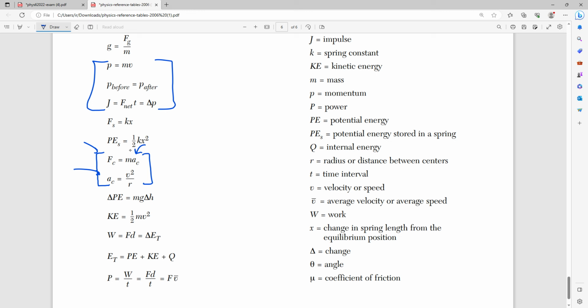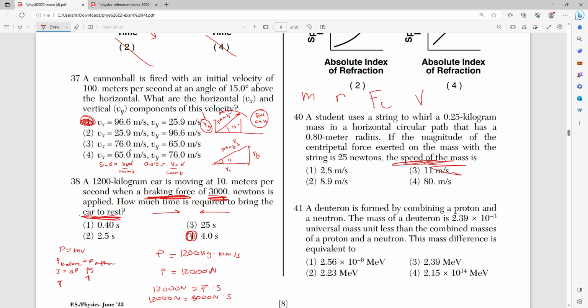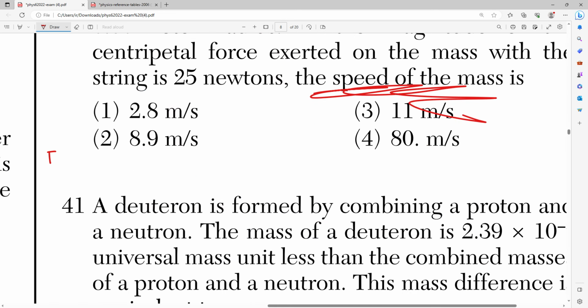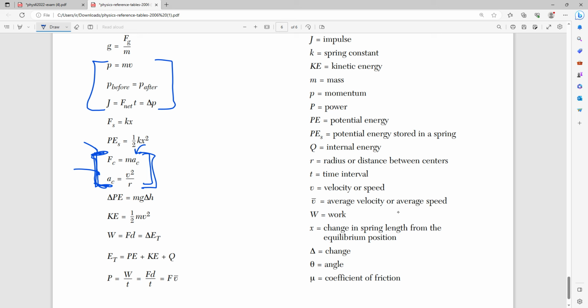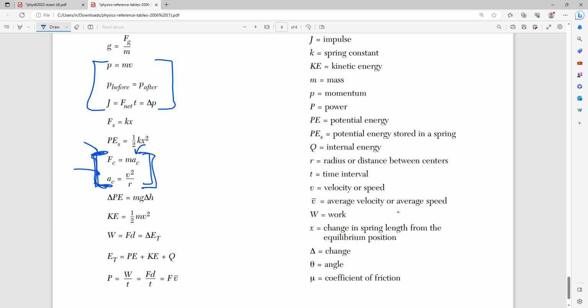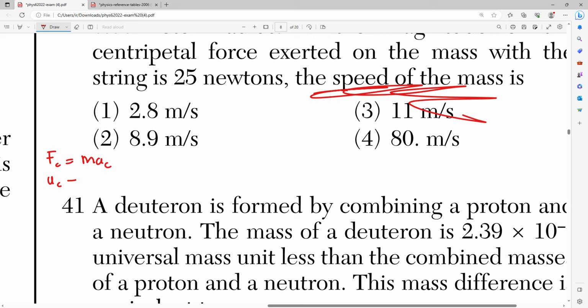First thing, I know I have to use both of these formulas to solve, and I'm just going to write them down. I'm going to zoom in and write my first formula: Fc is equal to m ac. And my second formula: ac is equal to v squared over r. First things first, they give me Fc, so I'm going to plug Fc into that.